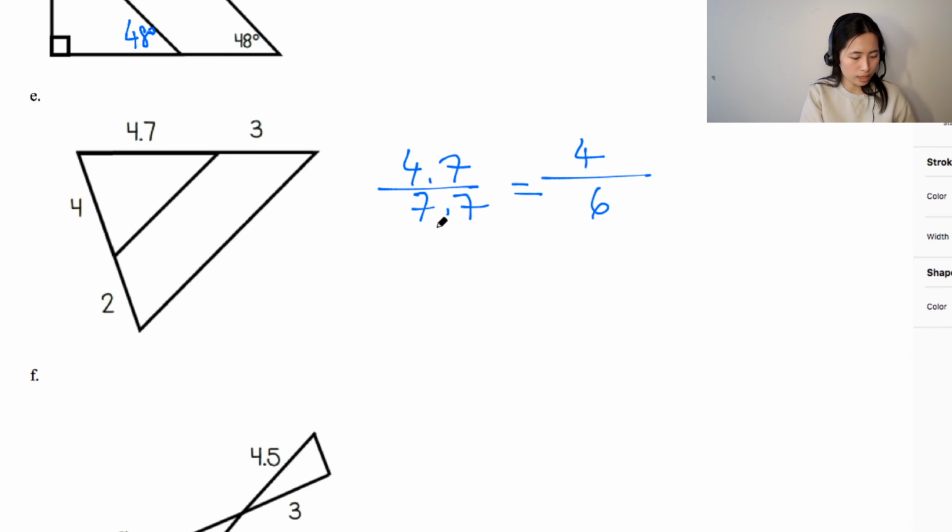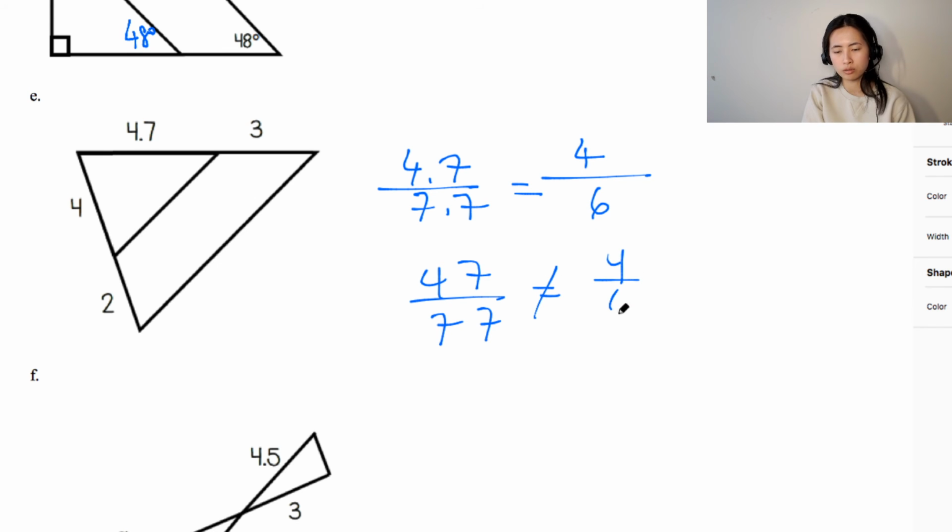So if you have 4.7 divided by 7.7, that should give you 47 over 77. And is this equal to 4 over 6? No. Therefore, they're not proportional. So it's a no for E.